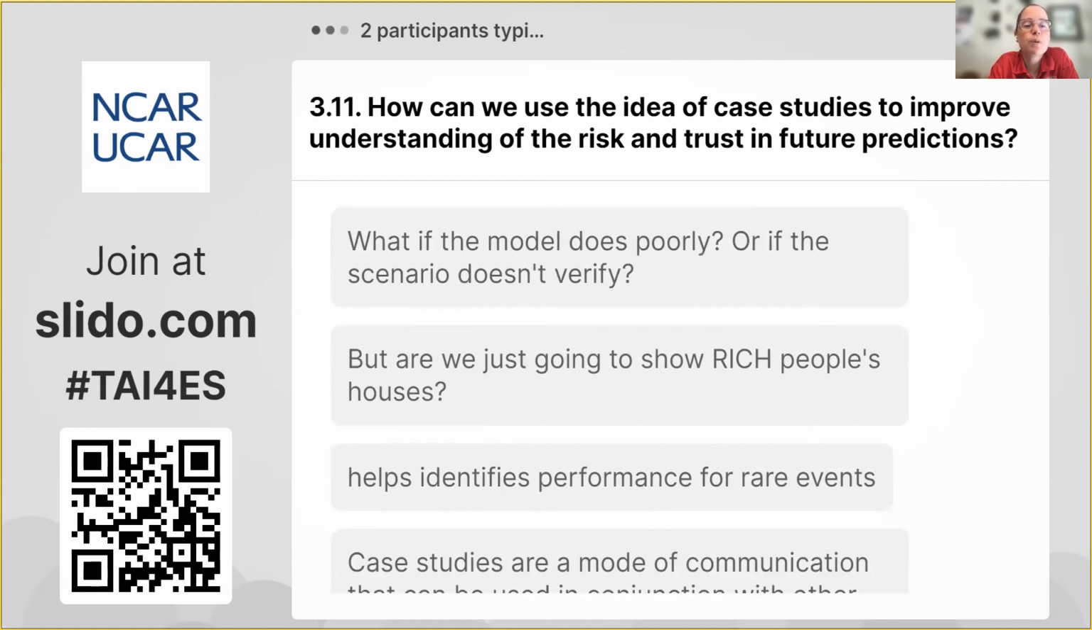Are we just going to show rich people's houses? I hope not. I hope we're showing everybody's houses.